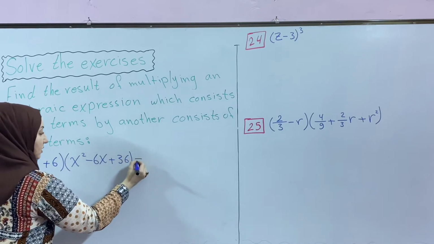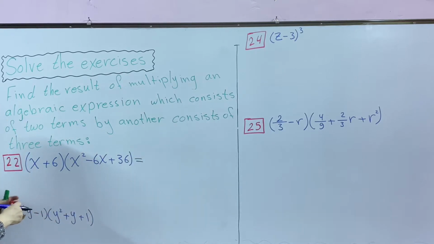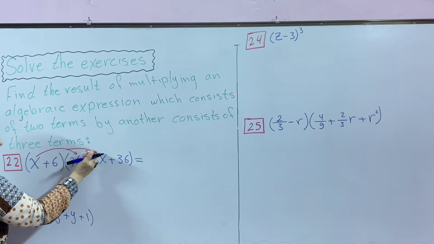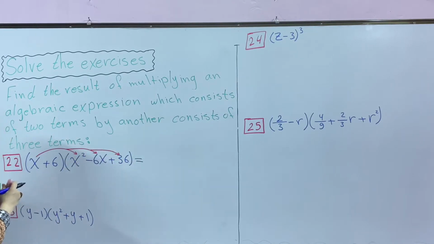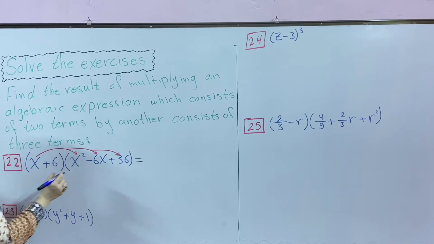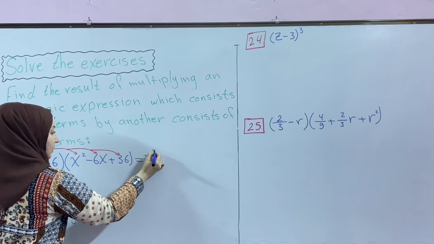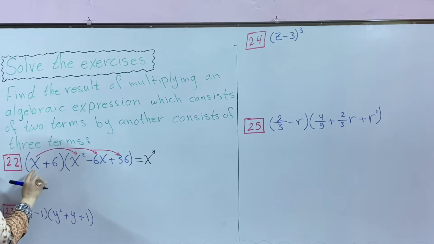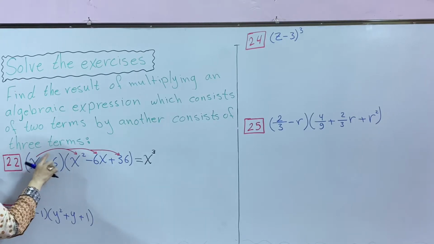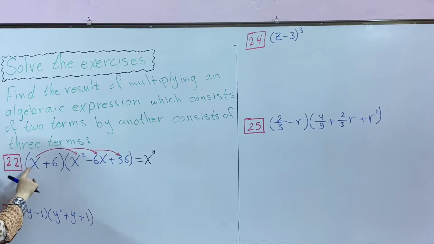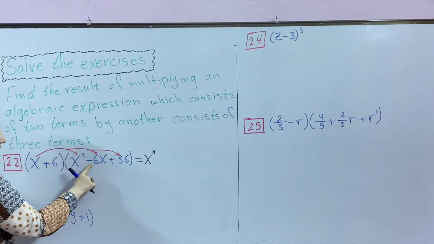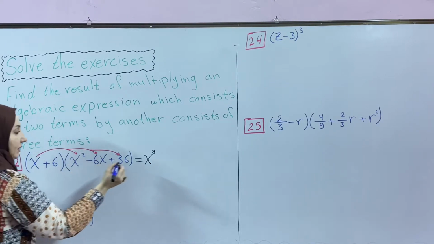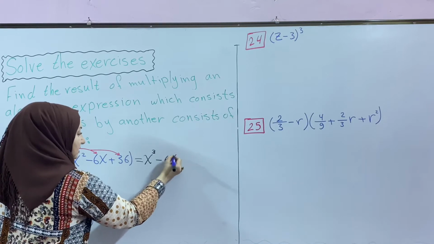And we will use the property of distribution. So we will multiply the first term by all the terms in the second expression. x multiplied by x squared will be x cubed. When we multiply, we add the powers if the bases are the same. And now positive x multiplied by negative 6x will be negative 6x squared.